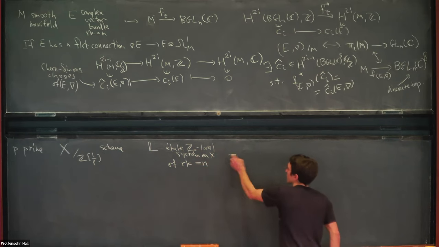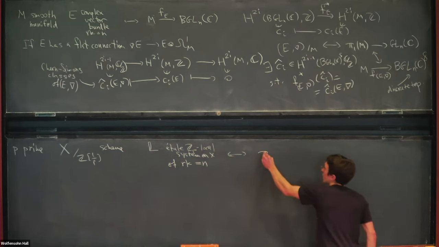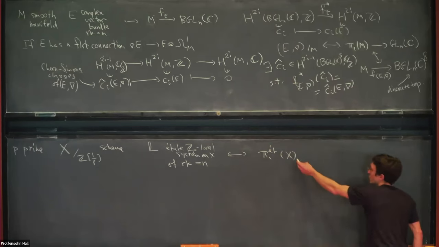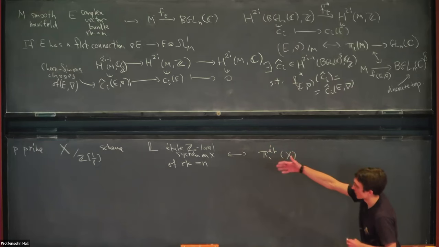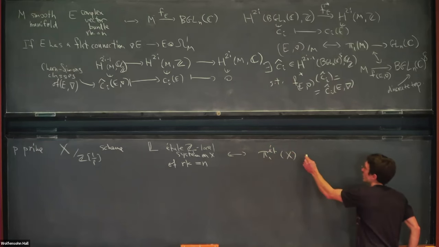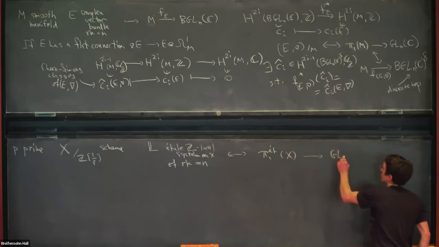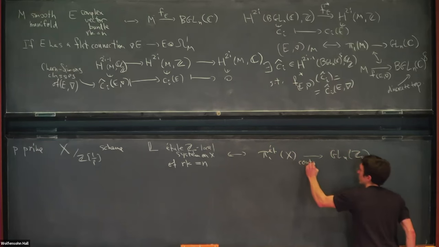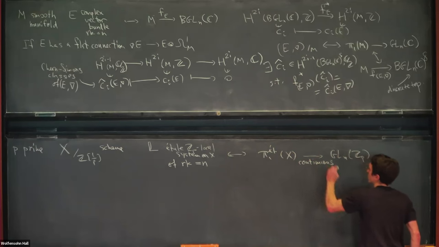It's the same as the data of a, well, you can take this as a definition, a conjugacy class of a homomorphism from the fundamental group of my X. Well, let's say again, maybe it was geometrically connected and I chose a base point, to GL_n of Z_p, and the homomorphism has to be continuous, where these are both profinite groups.